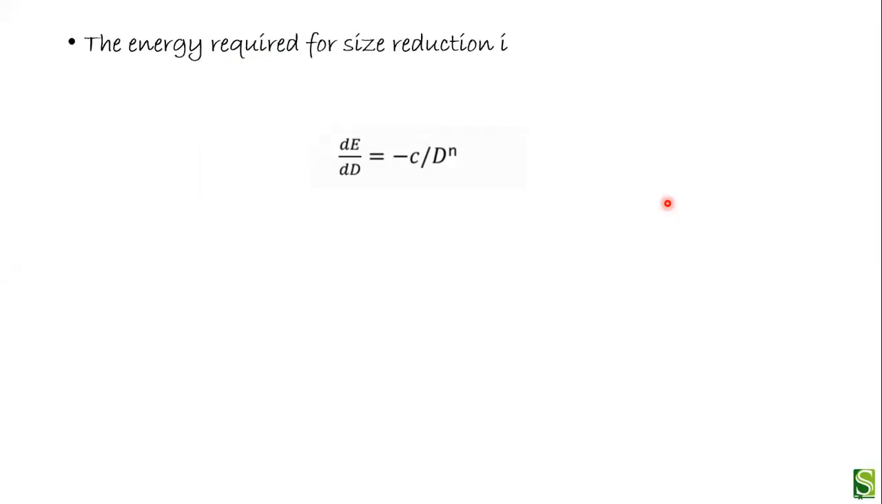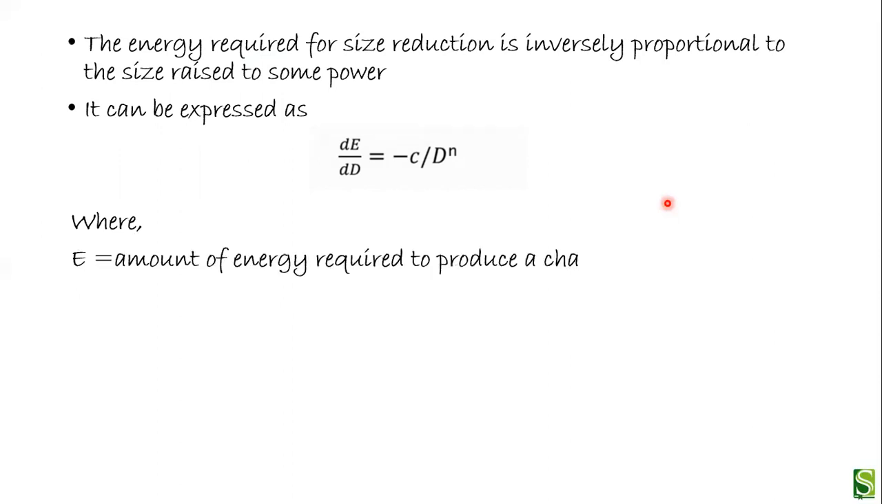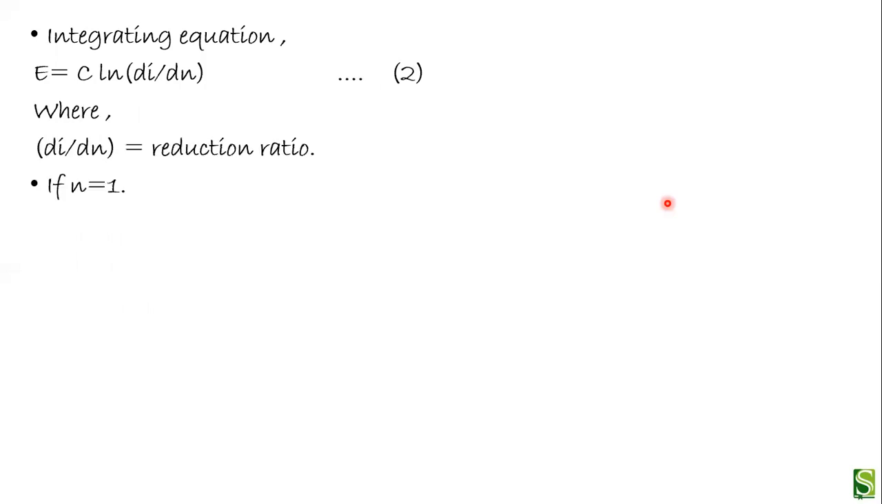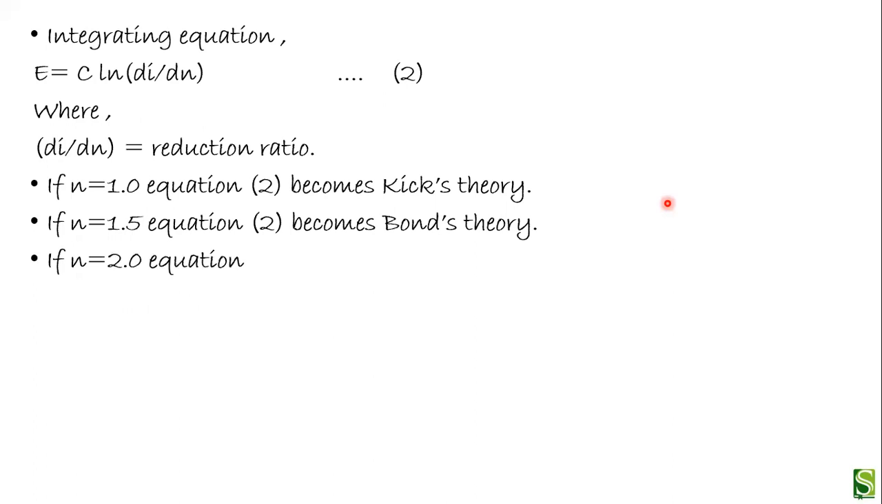The energy required for size reduction is inversely proportional to the size raised to some power. It can be expressed as dE/dd = -K/d^n, where E is the amount of energy required to produce a change, d is the size of unit mass, n is constant. Integration equation can be applied, and this is the equation. If n is 1, equation 2 becomes Kick's theory. If n is 1.5, it becomes Bond's theory. If n is equal to 2, it becomes Rittinger's theory.